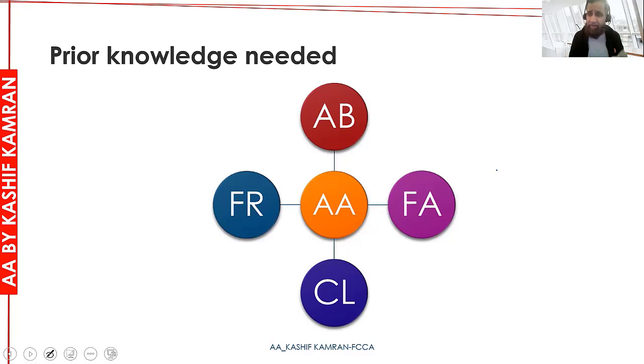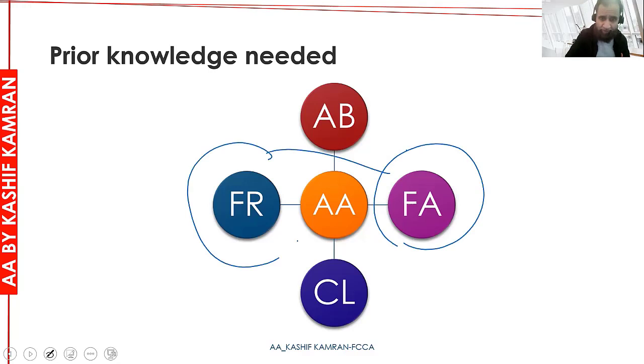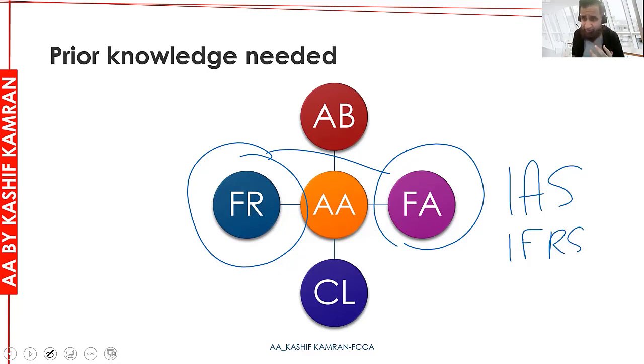In the FA paper, the financial accounting paper, and in the financial reporting paper, you must have got knowledge about international accounting standards and international financial reporting standards, because the accounting knowledge at a certain point in the AA paper will play a crucial part in terms of picking up some problems from the case study. So the accounting standards you have done in the FA paper and the accounting standards you have done in the FR paper will be valuable. So if you have forgot them, you should start revising them. The accounting standards you have done in the FA paper and the accounting standards you have done in the FR paper. So please ensure you start revising them if you have forgot them. If you still have them in mind, that's perfect.